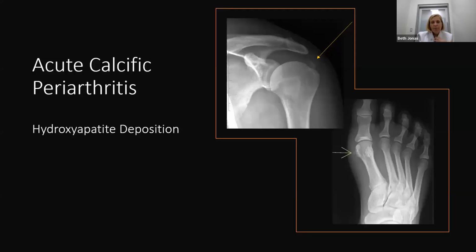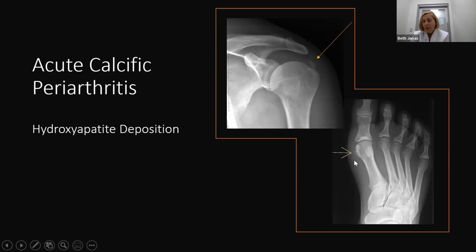These are two examples of acute calcific periarthritis from hydroxyapatite deposition. Up here, you can see this sort of lump of calcified stuff. This is actually probably in the supraspinatus tendon, which is running here through the rotator cuff over the top of the humerus. Those patients present with acute pain, swelling, and it's really uncomfortable. And if you see this on x-ray, you've got a diagnosis.